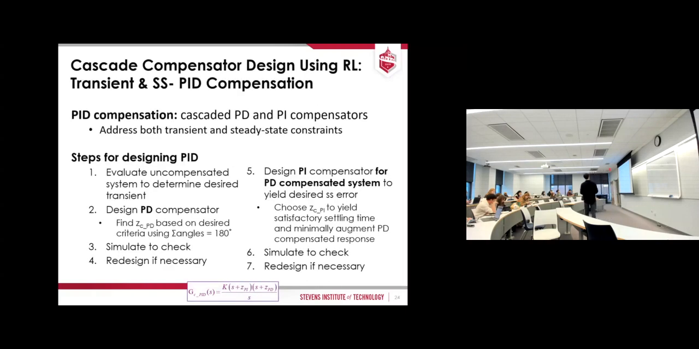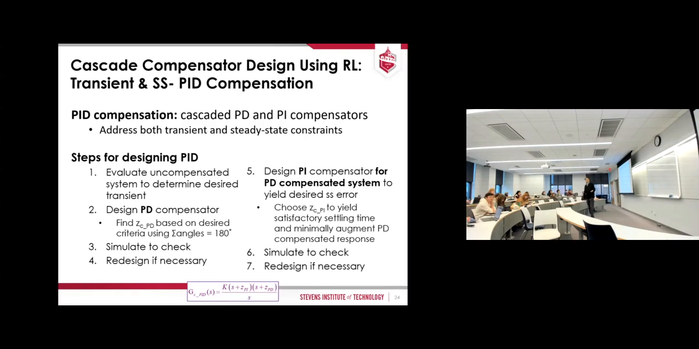Or you can put PD and PI together. We call that PID compensation. How many of you have heard of PID before? Yes, a lot, PID, right? So that is simply, you first perform PD, then you perform PI. In the block diagram, they are put together in series. Okay? Like the lead-lag compensator, you first perform PD.